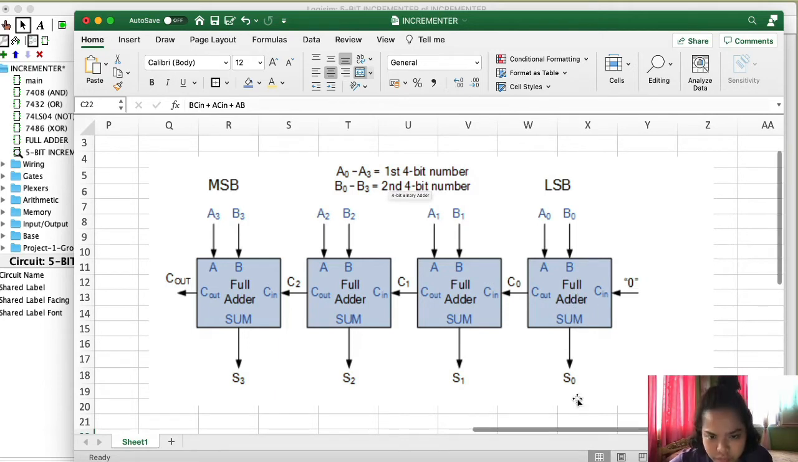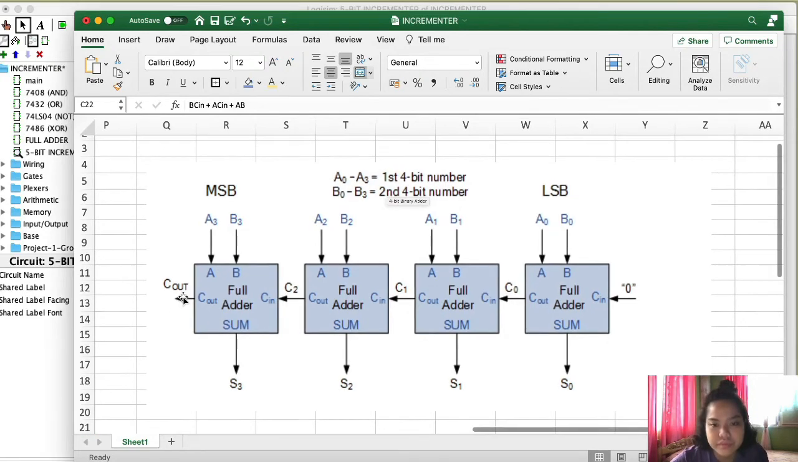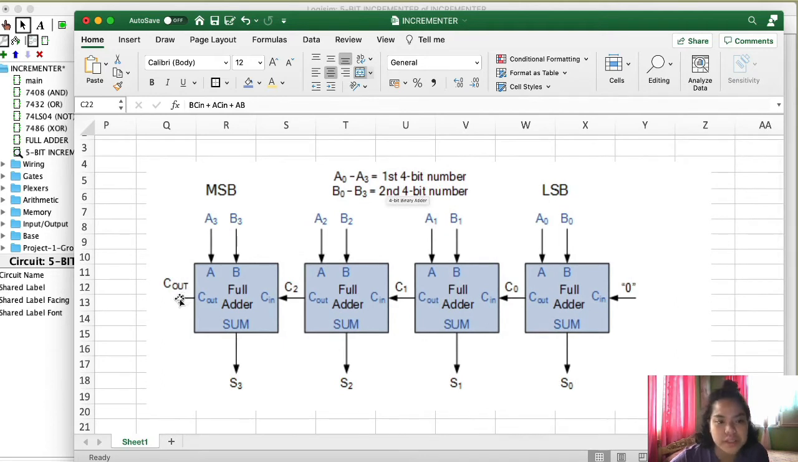Then its sum will just be observed as an output. Then its carry out will go as a carry in for the next bit that will be a full adder also. And this goes on until our last, 5th and most significant bit. But for our 5th and most significant bit, for its full adder, its carry out won't have any outputs. It will just stay as is.